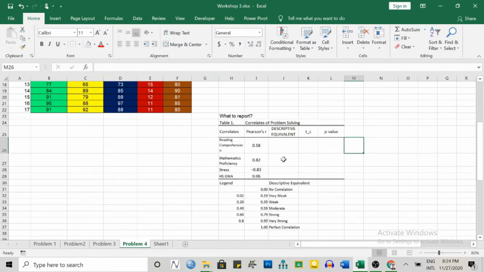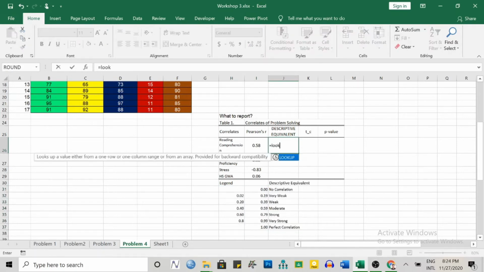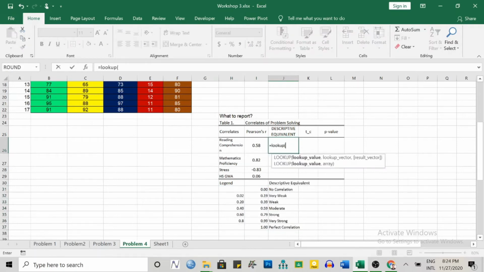Now we proceed providing a descriptive equivalent for these numbers so we can interpret them later. I'm going to make use of the lookup function for this one, since I have here in our legends the scale that we use. We start with our equal sign, lookup, and then the absolute value of the Pearson's R. We are going to take the absolute value since we did not indicate here the negative part of the scale. A correlation coefficient could be negative as well.